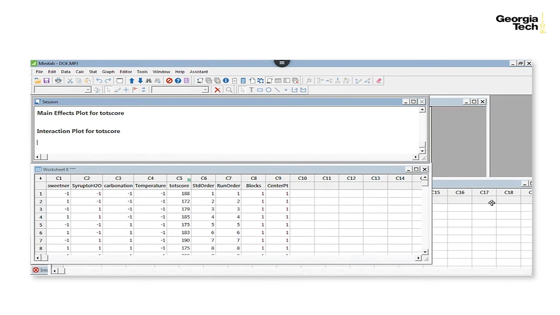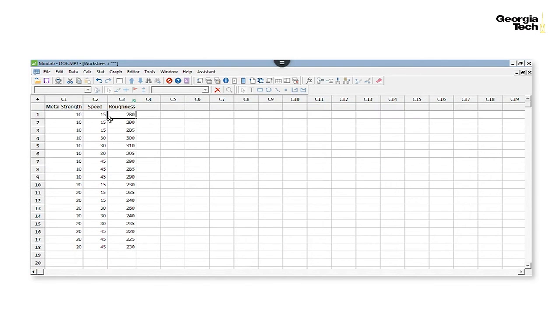Let's say in this example we have 2 factors. It's a machining process. One factor is metal strength and the other one is the speed of the machine, and we want to see how they affect the roughness of the machine part, and we want to minimize that roughness. That's the goal. As you can see, speed is at 3 levels and metal strength is at 2 levels. So at least we can capture the curvature, if there exists any, for the speed factor.